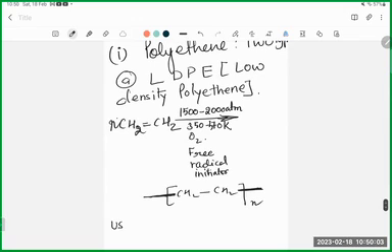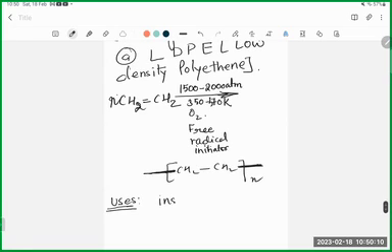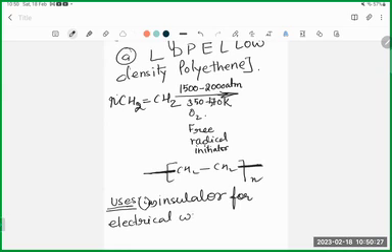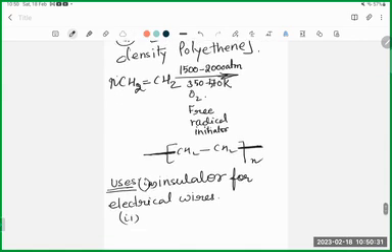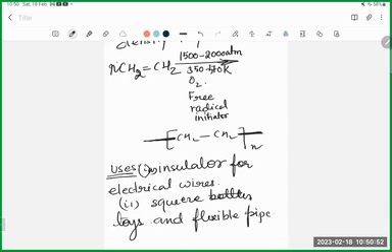Uses of low density polyethylene: where do we use it? We use it as an insulator, for electrical wire. Second, we have squeeze bottles, basically sauce bottles, and toys. And flexible pipes. All these places we can make use of this polythene.